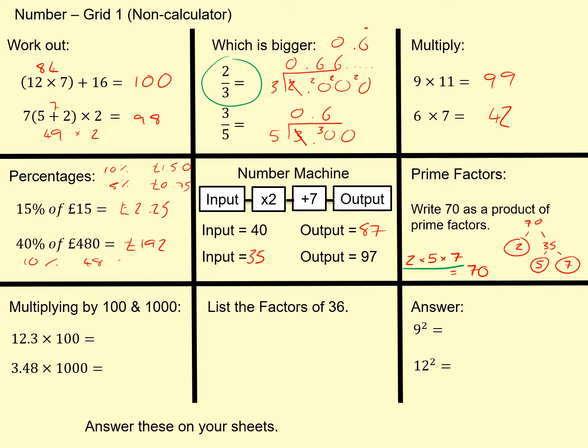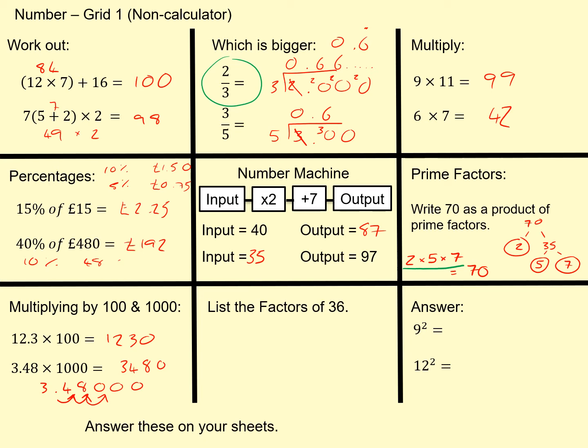Next up, multiplying by hundreds and thousands, so we've got 12.3 times 100, that's 1,230, and then we've got 3.48 times 1,000. Now, this one sometimes catches people out, so if I just write that like this, and I just put a couple of extra zeros at the end. If I'm multiplying by 10, decimal point goes back 1 space. If I multiply by 100, decimal point goes back 2 spaces. Multiply by 1,000, decimal point goes back a 3rd space, so that is 3,480. So my decimal point has moved now to there. Okay, so that's 3,480. Next up is the factors of 36.